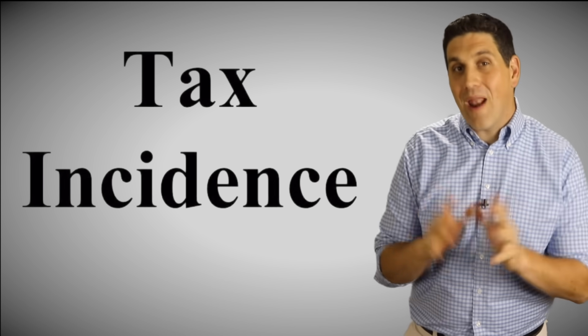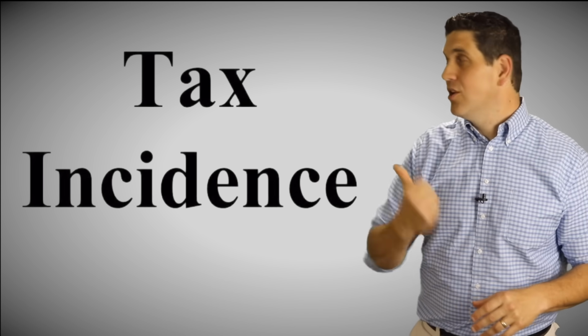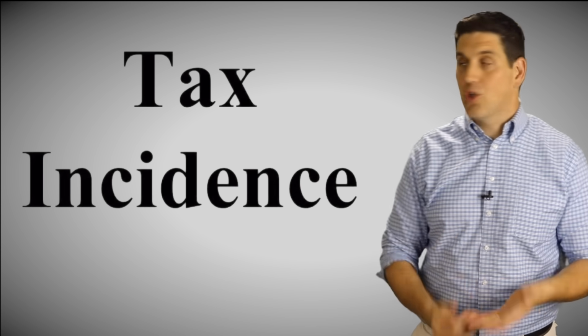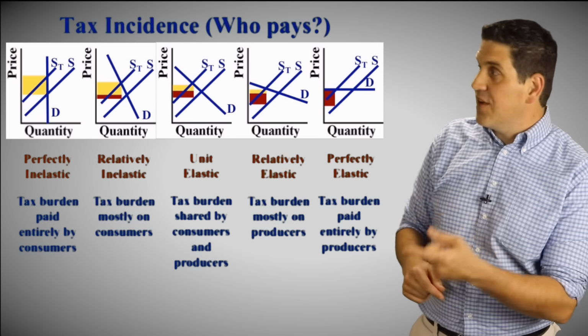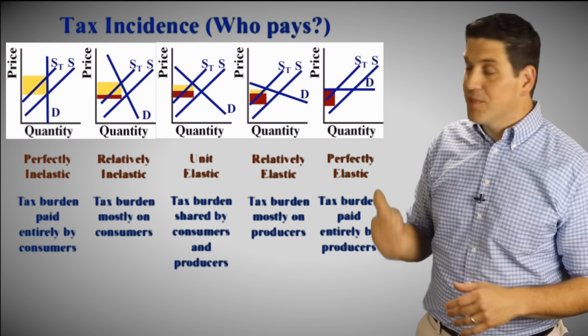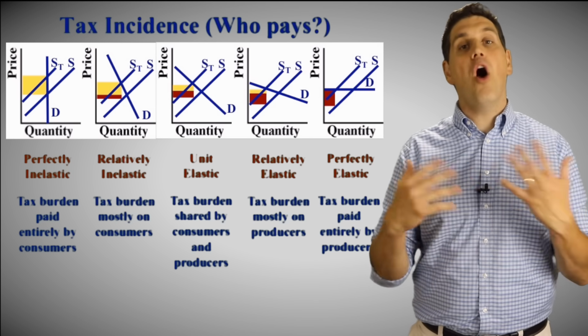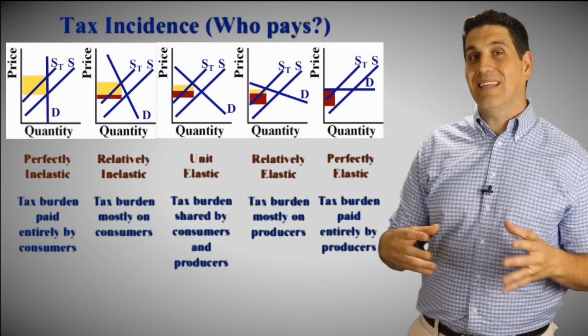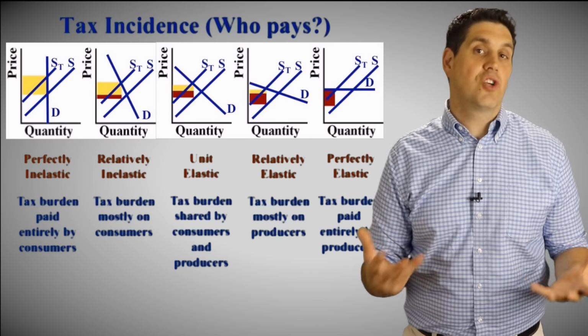Also, you should be able to spot what happens when the elasticity changes on this graph and who ends up paying the taxes. So right here shows you when the demand is different shapes and different elasticities, who ends up paying for the tax. Remember, when the demand is perfectly inelastic, consumers pay all the tax, right? The more elastic it gets, the more that producers pay of the tax.